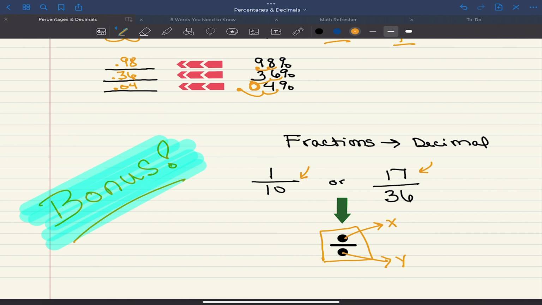So if I want to know what 1/10 is equal to as a decimal, all I need to do is say 1 divided by 10. And if I wanted to know what 17/36 were, I would just do 17 divided by 36. That's really easy, and you'll see as you put it in your calculator, 17/36 is actually equal to 0.472. And of course, 1/10 is equal to 0.1. So I hope this helps. Just an easy tool for you to remember.